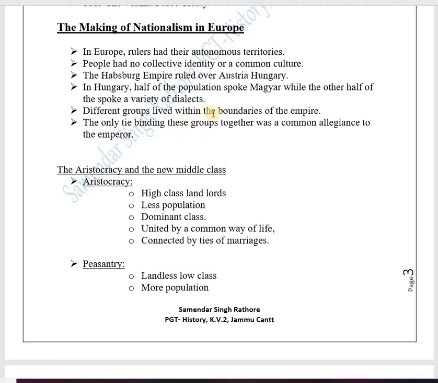So there was no connectivity between all the people. Different groups lived within the boundaries of the empire. The only tie binding these groups together was a common allegiance to the empire. That is all, nothing else, not even the language. They spoke different languages, they were from different ethnic groups, so there was no connectivity other than only being under a single empire.